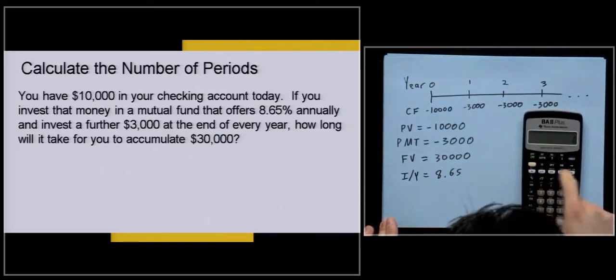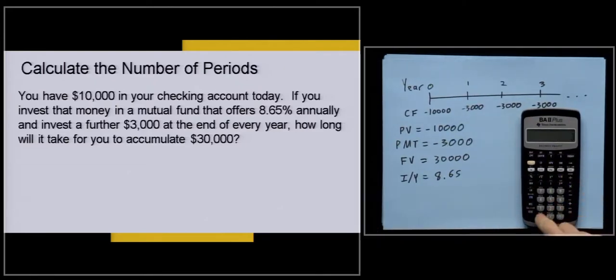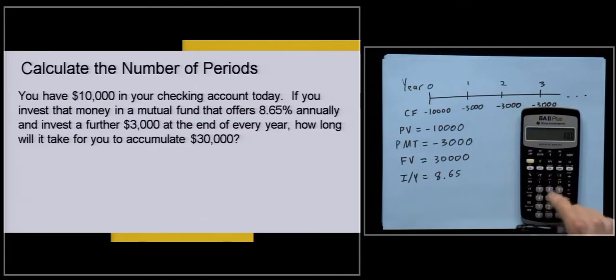So let's get to it. I'm going to clear my time value of money buttons, and our FV is $30,000, so 30,000 FV. Our payment is negative $3,000, so I'll hit 3,000, the plus or minus sign, and then the payment button. Next, we'll get our present value set to negative $10,000, so negative $10,000 PV, and our I/Y is 8.65. Lastly, we're going to compute N.